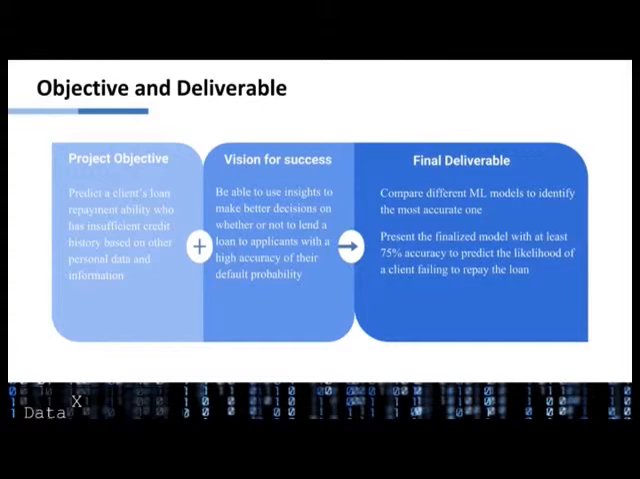Our objective of the project is to predict the loan repayment ability of a client who has insufficient credit history, based on other personal data and information. Our vision for success is to be able to use insights to make better decisions on whether or not to lend a loan to applicants, with a high accuracy of their default probability. And after comparing different machine learning models, our final deliverable would be a finalized model with at least 75% accuracy to predict the likelihood of a client failing to repay the loan.